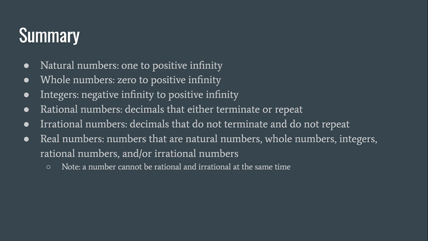Right? Okay, and real numbers. I also mentioned that if a number that you're categorizing falls into one of the previous 5 categories, it's also a real number. And I did point out that a number cannot be rational and irrational at the same time. It has to be either rational or irrational, one or the other.